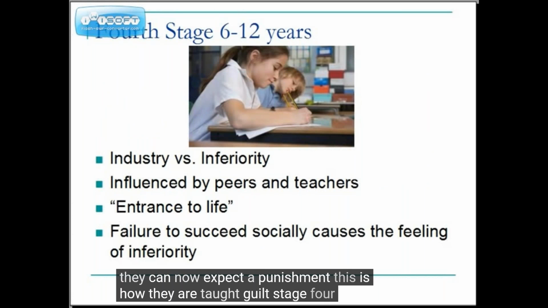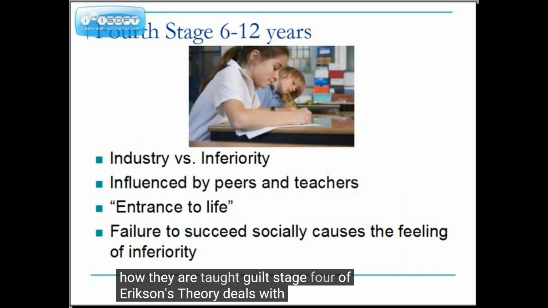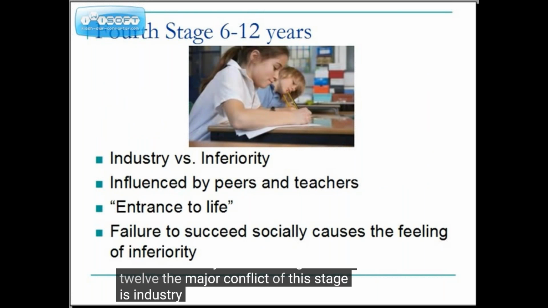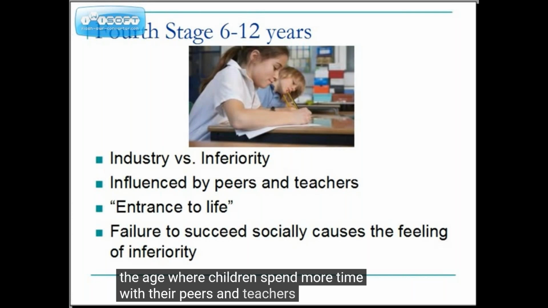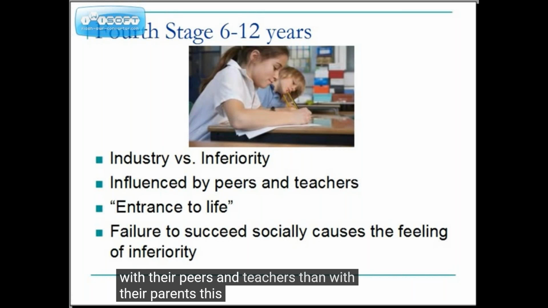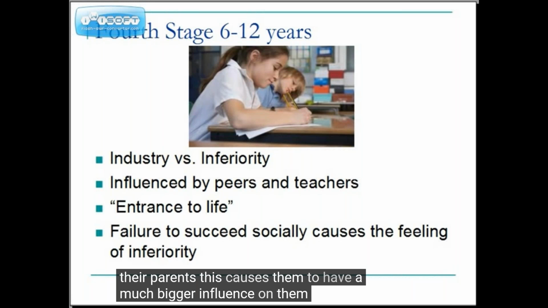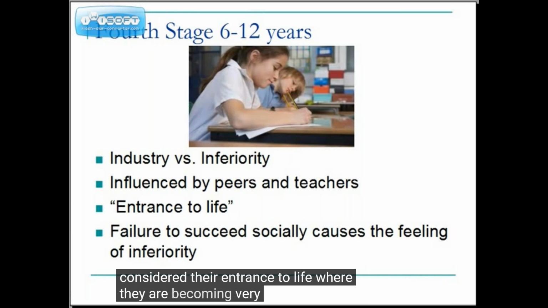Stage 4 of Erikson's theory deals with ages 6 to 12. The major conflict at this stage is industry versus inferiority. This is the age where children spend more time with their peers and teachers than with their parents. This causes them to have a much bigger influence on them. This is considered their entrance to life, where they are becoming very independent. They become inferior in this stage if they do not succeed socially.